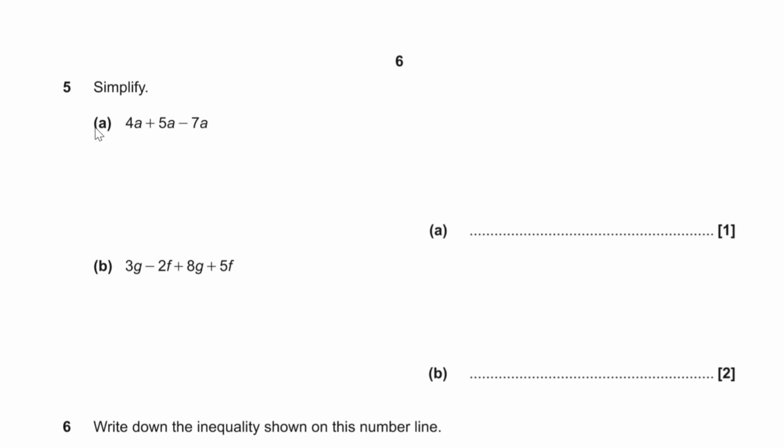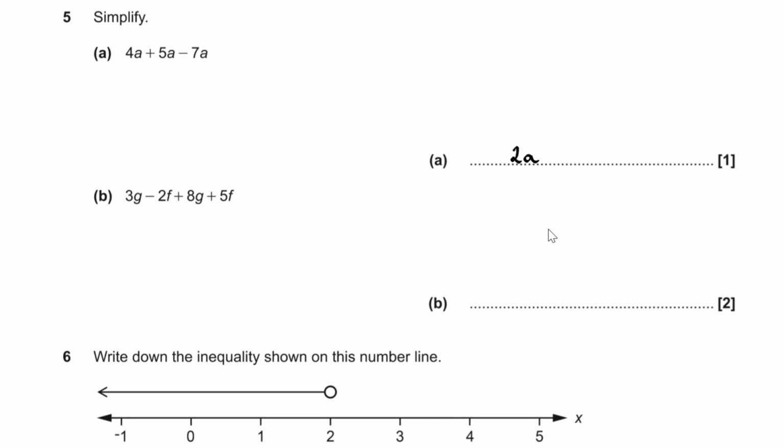Question number 5. For part A, we have to simplify 4a plus 5a minus 7a. Well, in total, you can see we would have 2a. And for part B, we have to simplify 3g minus 2f plus 8g plus 5f. Well, in terms of the g's, we have 3g plus 8g, which is 11g. And then we have minus 2f plus 5f, which is 3f.